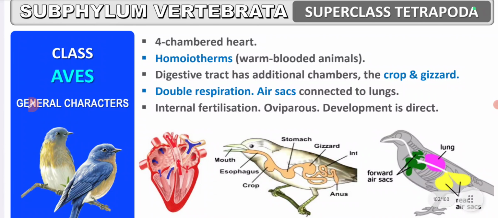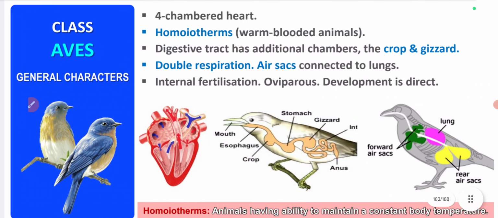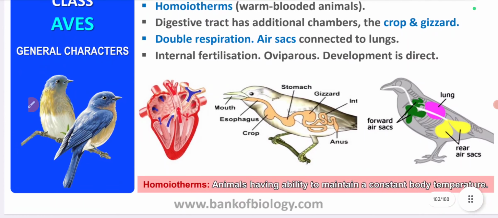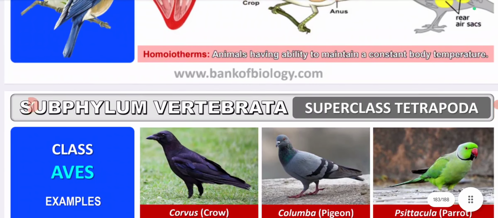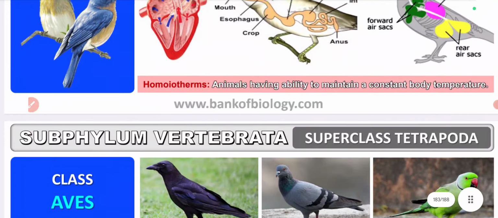Four-chambered heart. Homeothermous means warm-blooded animals. Digestive tract has additional chambers, crop and gizzard. As you can see in the diagram, crop and gizzard, additional chambers are there. Double respiration. Air sacs connect to the lungs. Internal fertilization, oviparous, development is direct. Homeothermous animals have the ability to maintain a constant body temperature, that are called homeotherms.